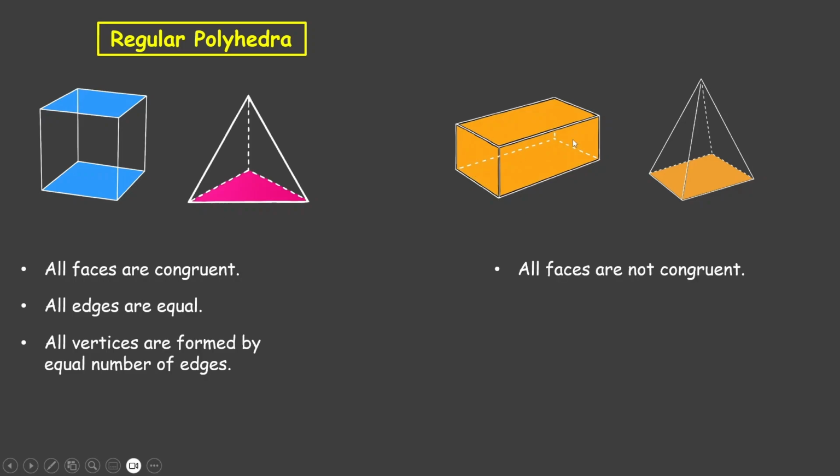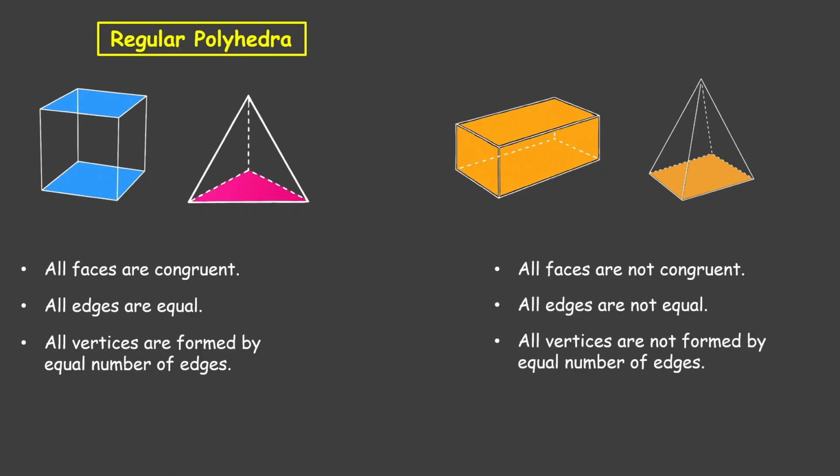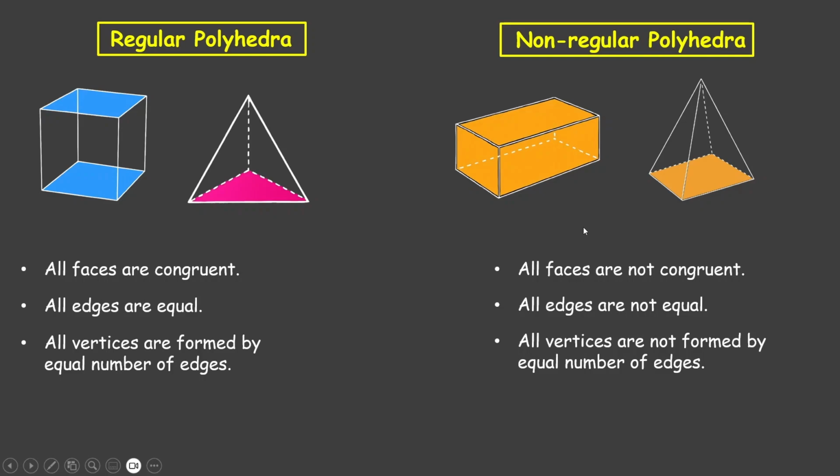Clearly, this face would not overlap with this face. Similarly, here the bottom face is a rectangle. The lateral face is a triangle. They won't overlap. They are not congruent. The edges are also not equal. And the vertices are not formed by equal number of edges. For example, this vertex is formed by 3 edges, but this vertex is formed by 4 edges. So if any of these conditions is met, then the polyhedra is called non-regular polyhedra.